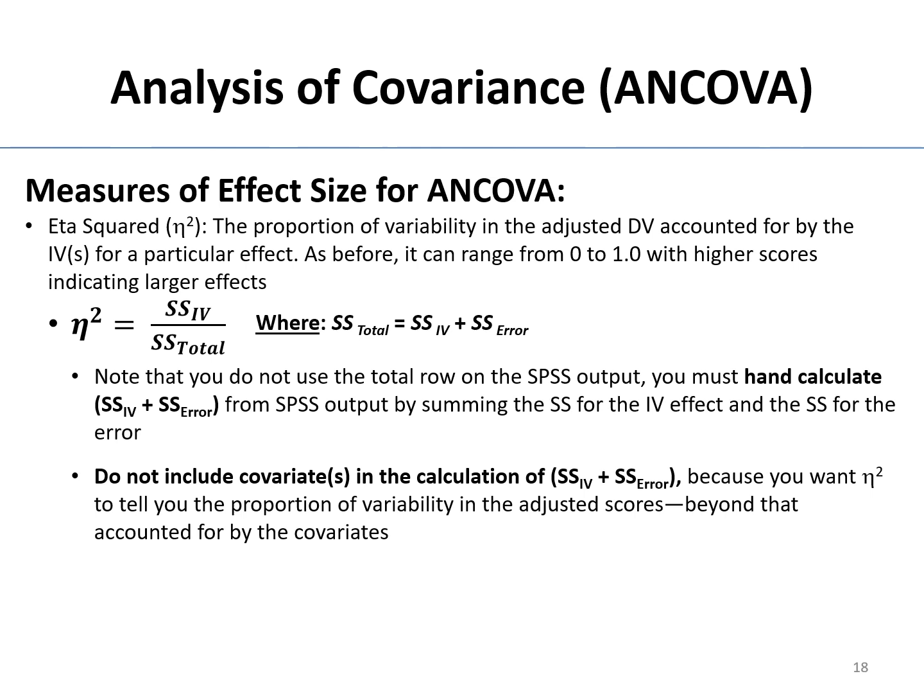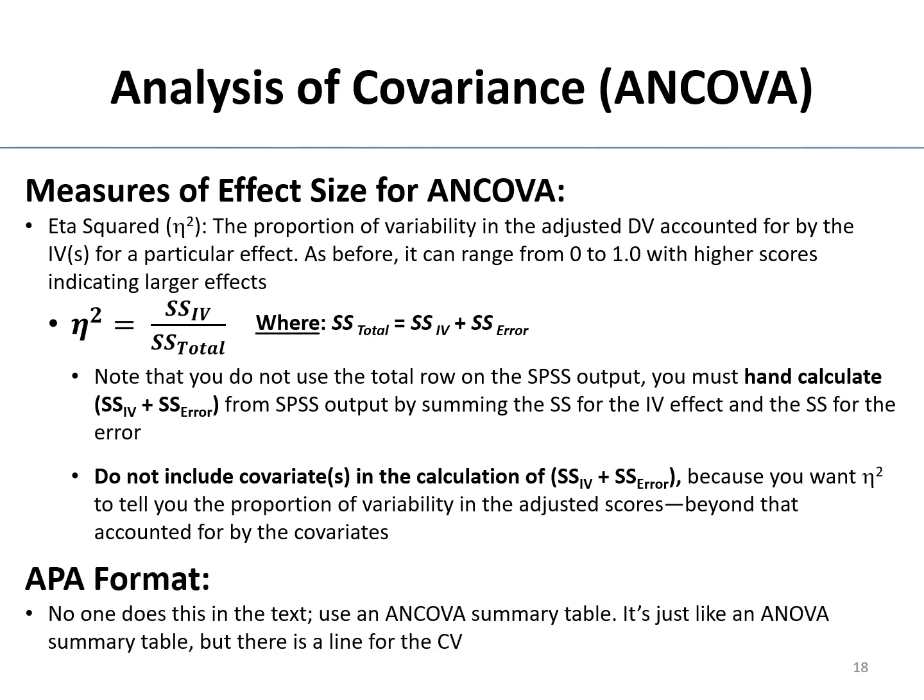So do not include the covariate in your sum. Note, it's not sum of squares IV plus sum of squares CV plus sum of squares error. The covariate is left out. So again, what this essentially calculates for you is the proportion of variability remaining after the covariate adjustments that is accounted for by the independent variable. APA format for ANCOVA as well. No one does this in text. They always report these things in tables, and you're going to report it in an ANCOVA summary table as well. I'll show you how to do that at the end.